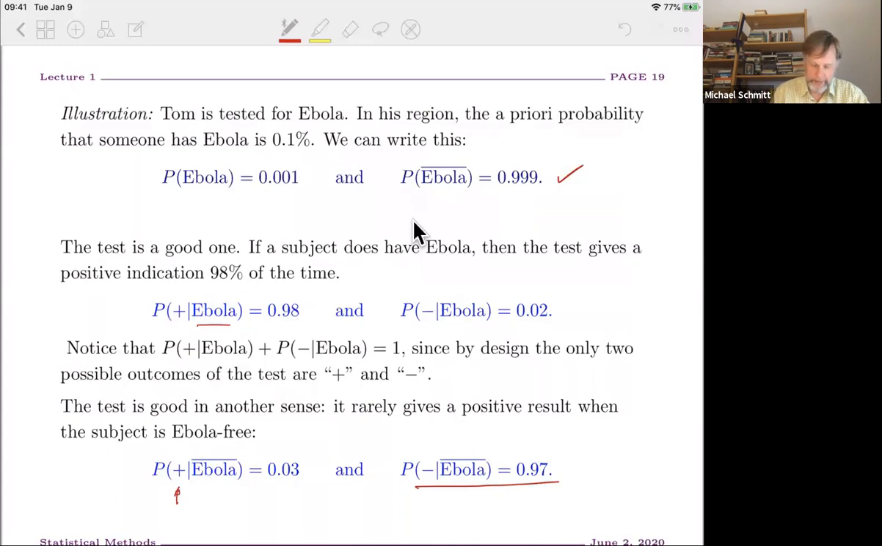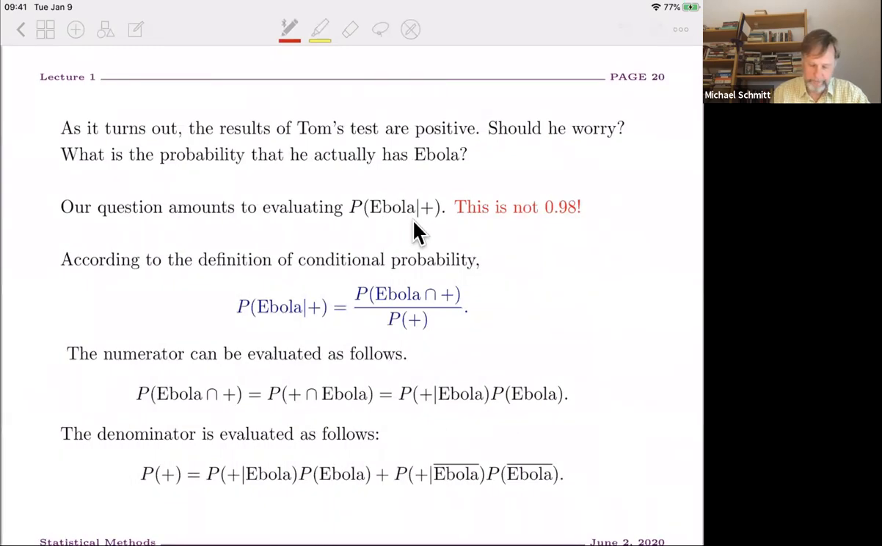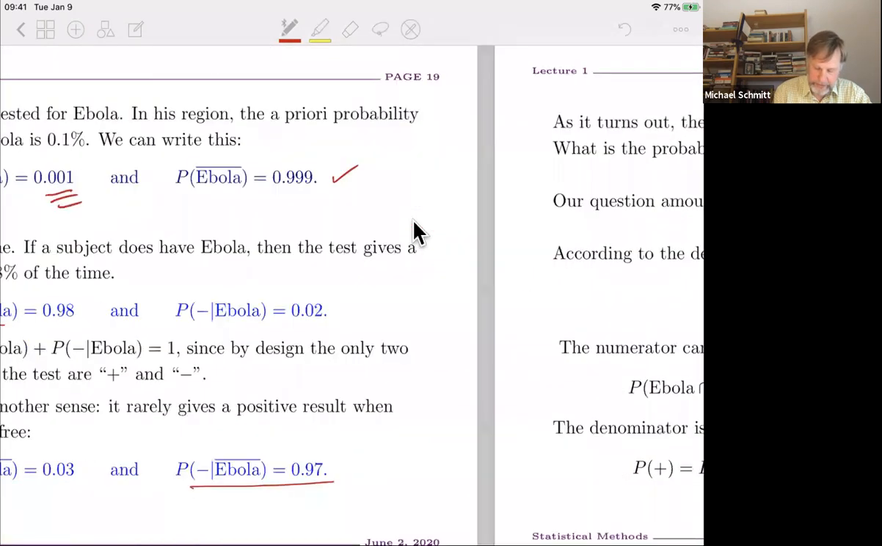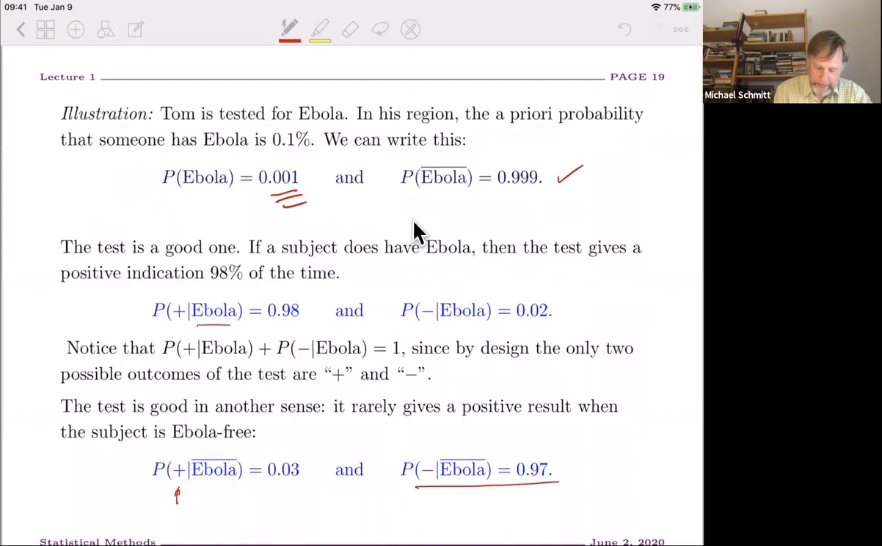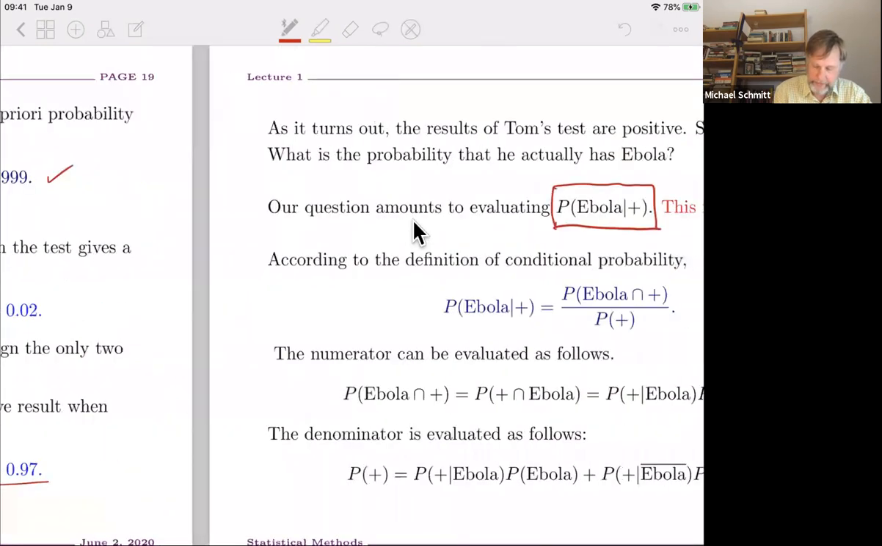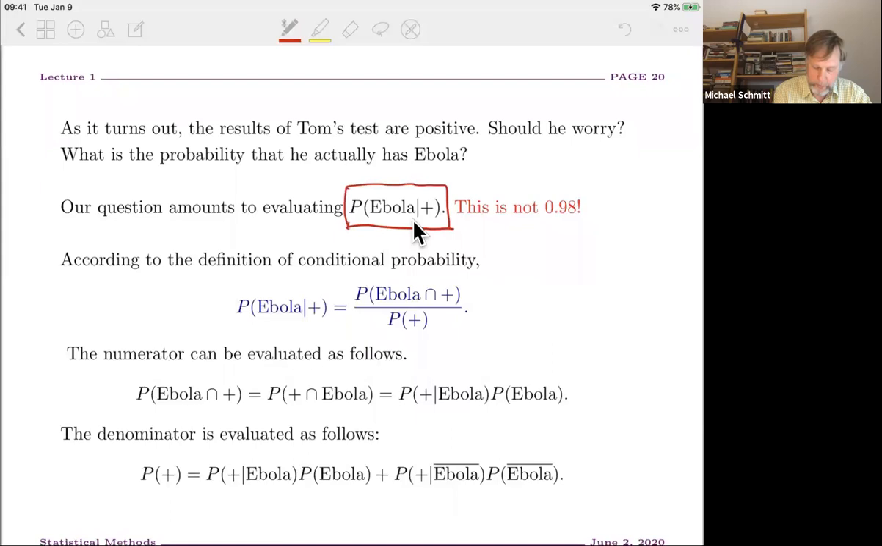Do you think the probability after taking the test and saying that the test is positive is this number, 0.001? Let's see. Okay, so we want to know this quantity. We want to know the probability, given that the test is positive, that he has Ebola. That's not the same thing as this. This is the probability that if he has Ebola, the test gives a positive reading. That's 0.98. That's not the same thing as this, and that's a really important point.